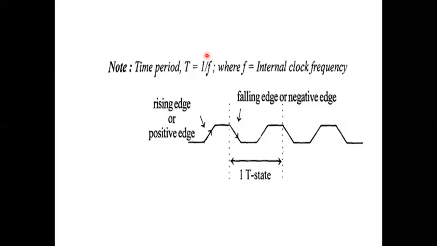Nowadays CPUs are working at 2.5 gigahertz. Imagine T is equal to 1 divided by 2.5 gigahertz, which means it will work in nanoseconds. So nowadays systems are very fast and accurate.